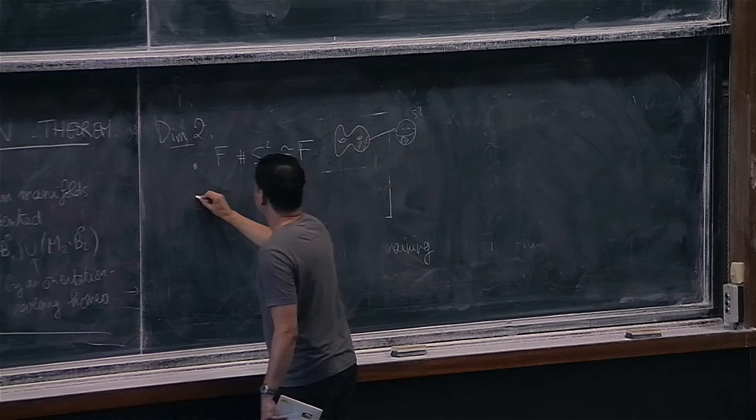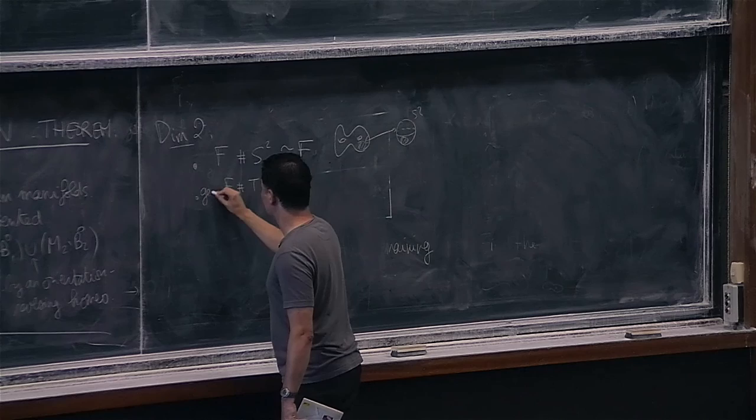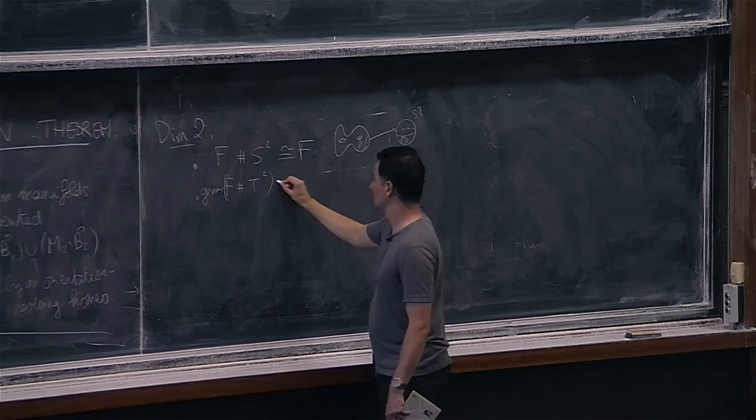So maybe it's more interesting to do a connected sum of a surface with a torus. And what it does is just add a handle. So that means that there is the formula. The genus of any surface F connected sum with T2 is the genus of F plus 1.